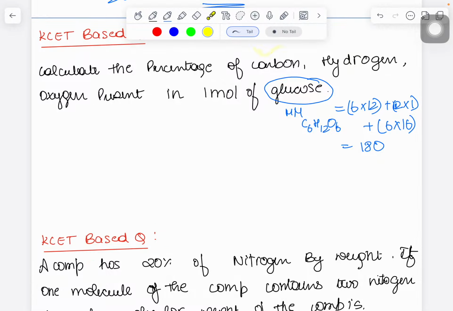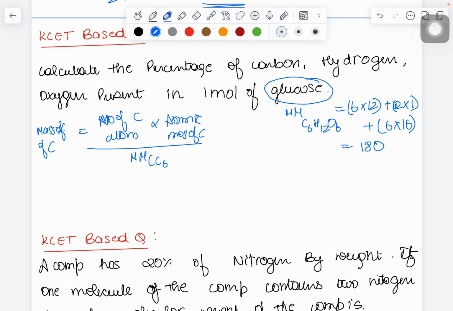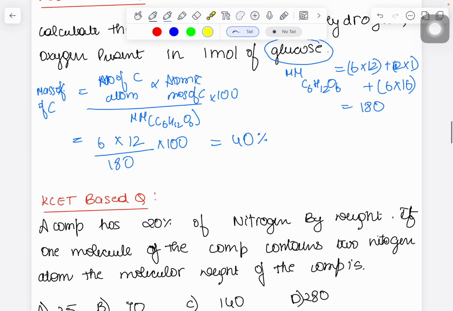So first I'll find out the mass percentage of carbon. It's given by the number of carbon atoms into the atomic mass of carbon, divided by the molecular mass of C6H12O6, into 100. The number of carbon atoms is 6 and the atomic mass is 12, divided by the molecular mass 180, into 100. This is given by 40%. For hydrogen and oxygen, you can solve and comment the answers in the comment section.